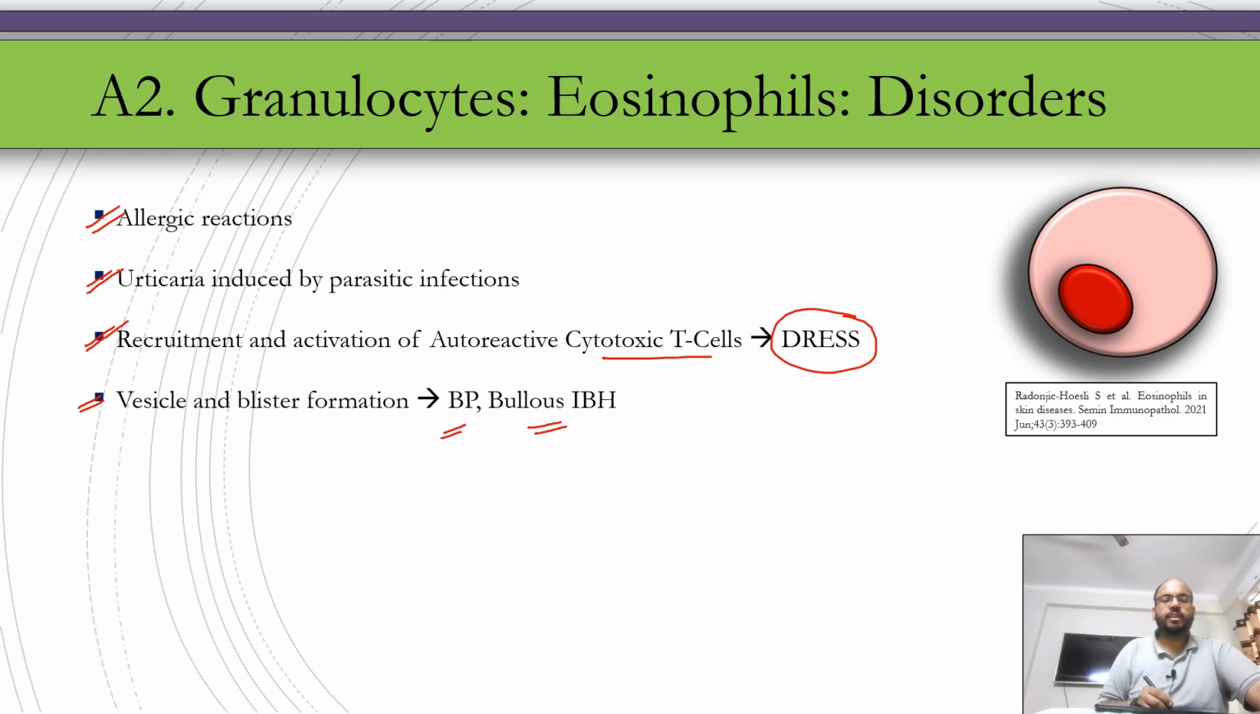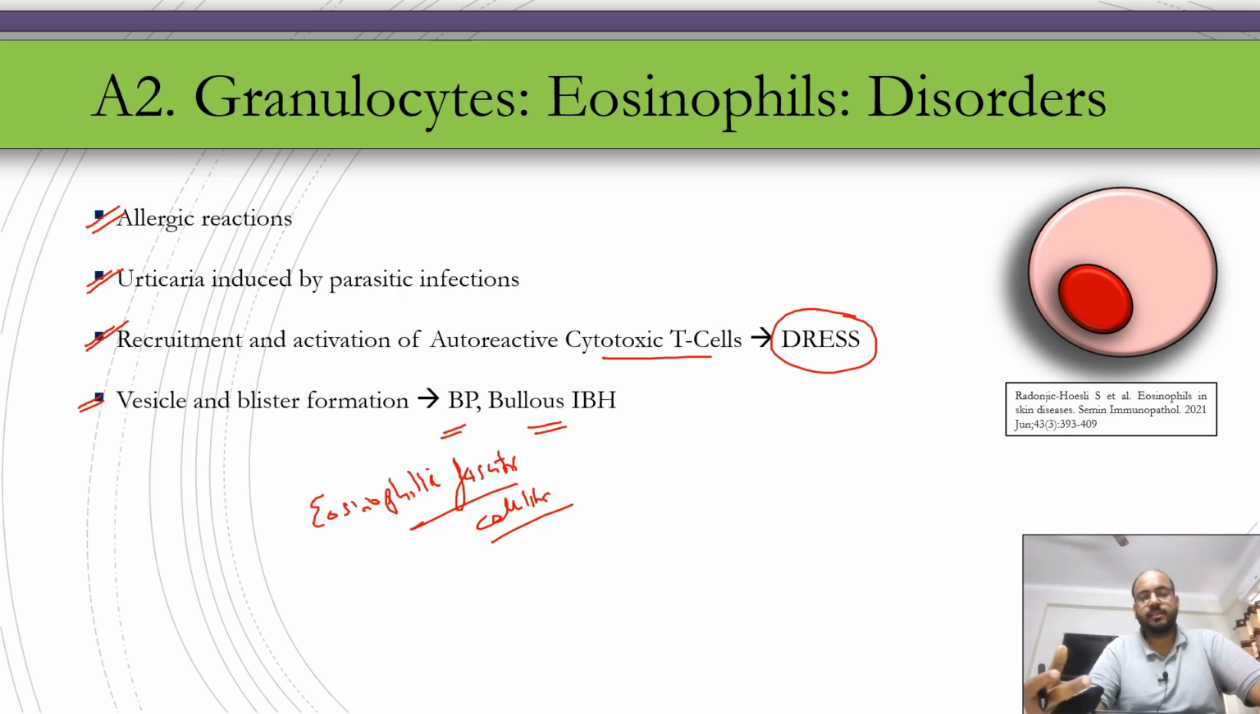Okay, the inflammation can be severe. There is an entity known as eosinophilic cellulitis, or entities like eosinophilic fasciitis. There are many different inflammatory entities in which eosinophils play a key central role. Okay, and they are mediators of inflammation, but remember, part of innate immunity. Clear? Let's move forward.